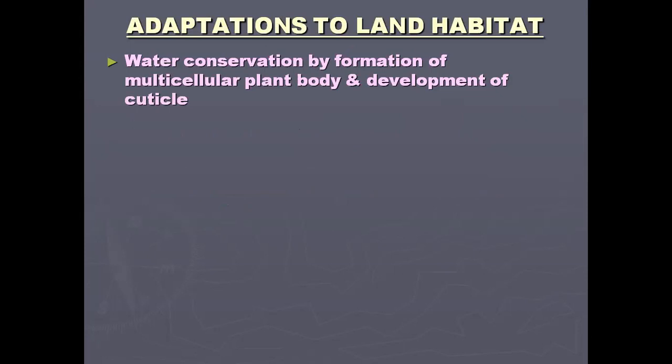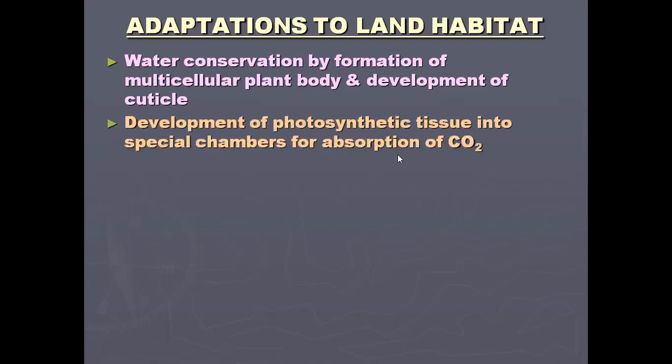Now, the next topic that we will be discussing is the adaptation to land habitat of bryophytes. We have already discussed these things. We will just read them over so that we can see how bryophytes are well adjusted to the land environment. Water conservation is achieved by formation of a multicellular body and development of a cuticle. The cuticle is present on top to prevent unnecessary evaporation or loss of water.